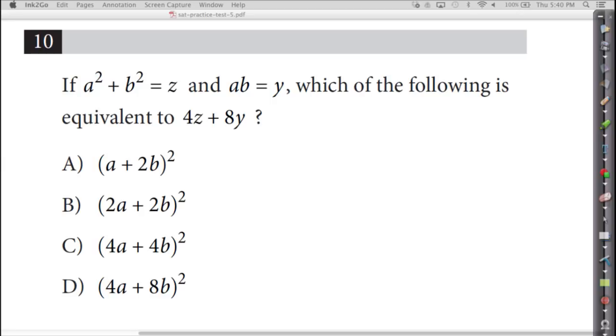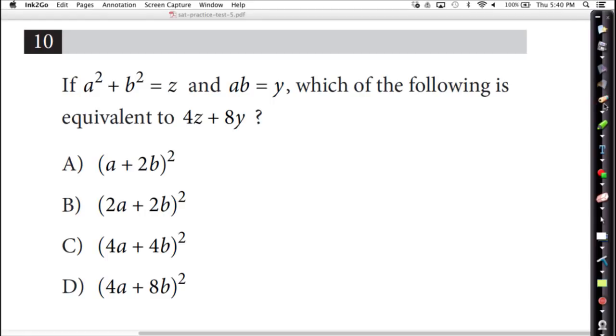So the first one that I have up here on the screen, question number 10. The reason I picked it is because it's a good one to look at, because you can solve this question in a number of ways. One, you can use reverse FOIL. Another way is to pick numbers. So let's take a look at this. It says a squared plus b squared equals z and ab equals y. Which of the following is equivalent to 4z plus 8y?